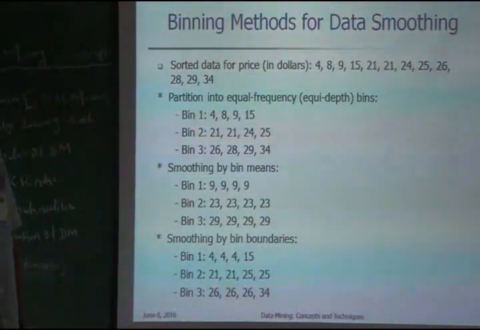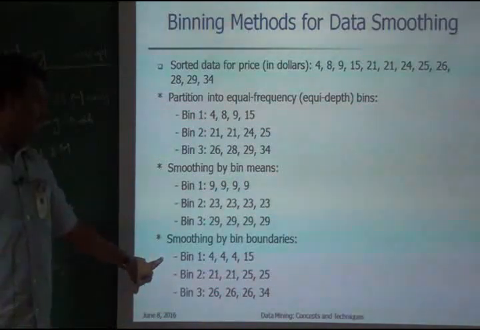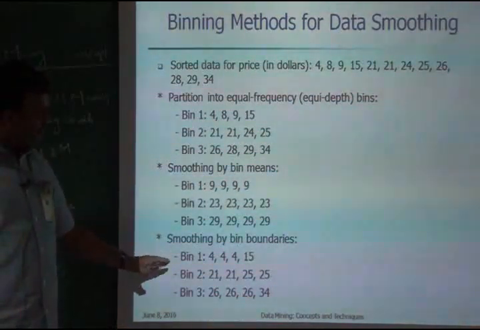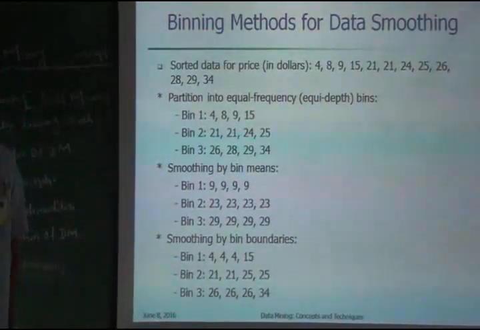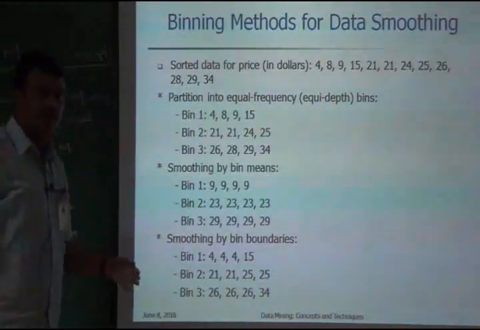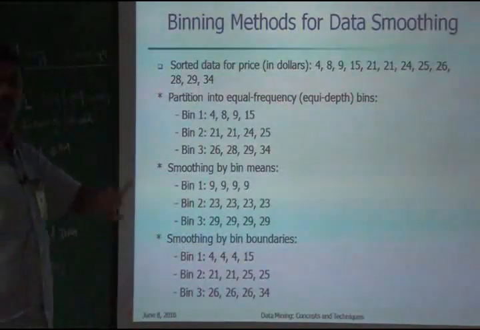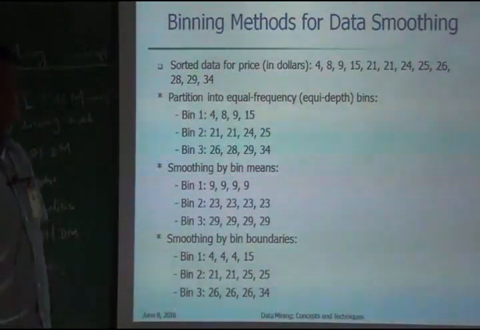What do you mean by smoothing by bin median? Each value in the bin is replaced by the median value of the bin. The next one is smoothing by bin boundaries. Here we calculate the minimum value and the maximum value, then each value in a bin is replaced by the closest boundary value, which may be either the minimum value or the maximum value.